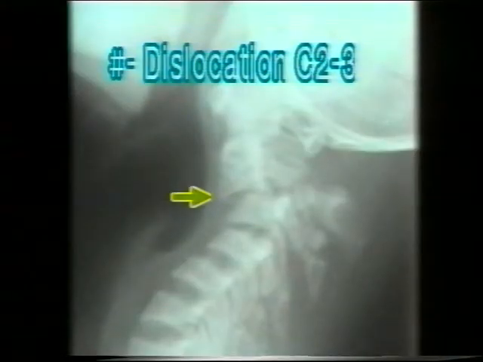This X-ray shows a fracture dislocation of the second and third cervical vertebrae. A close-up view shows the fracture of the spine of the second cervical vertebra and anterior dislocation of its body over the third cervical vertebra. This is a fracture dislocation of C2-3.